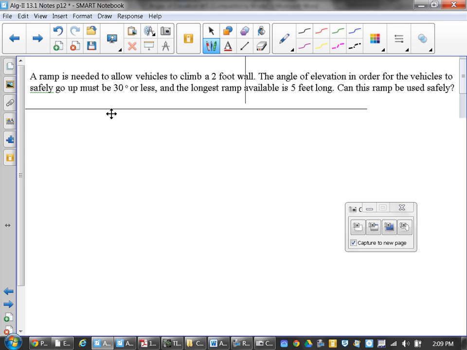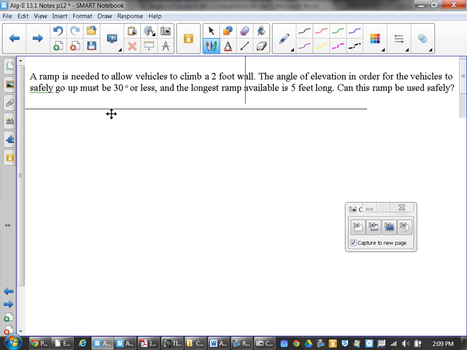Here we go. I'll just read it out loud so you guys can kind of figure out. I did not get a chance to run these off, otherwise I would have. So, a ramp is needed to allow a vehicle to climb a 2-foot wall. The angle of elevation in order for the vehicle to safely go up must be 30 degrees or less.